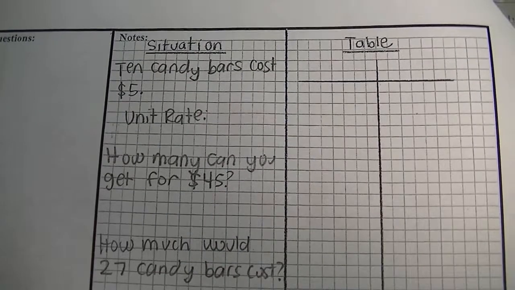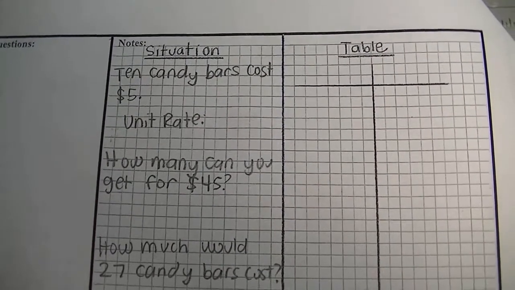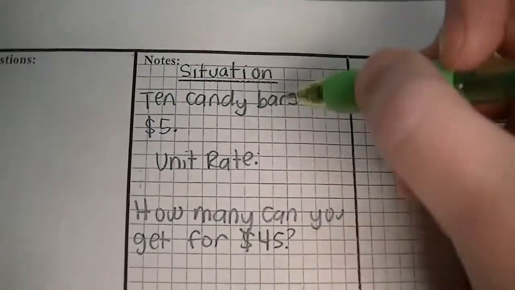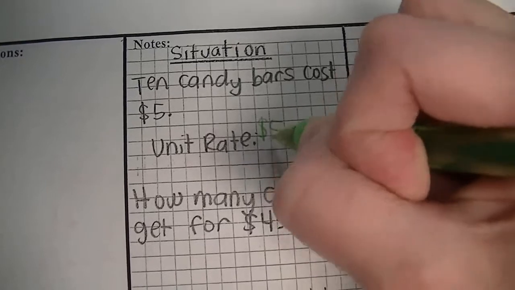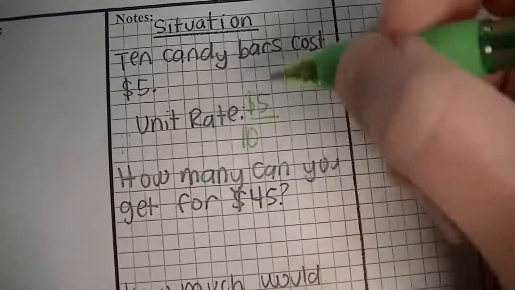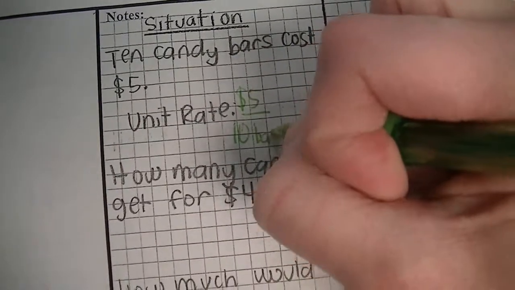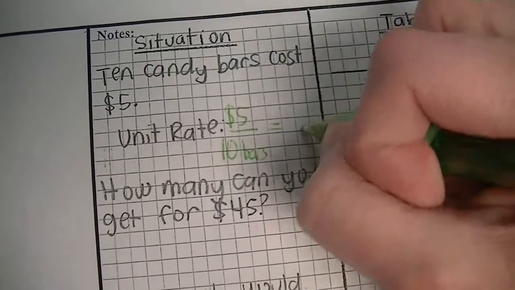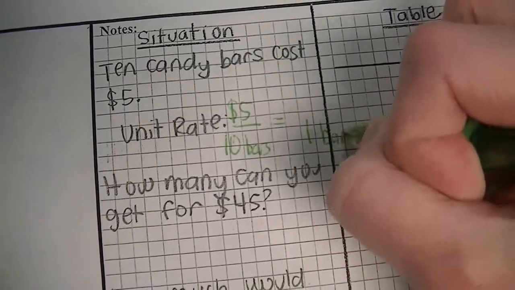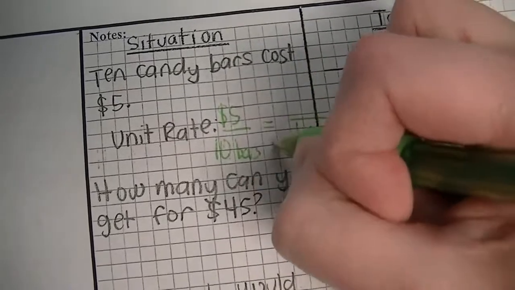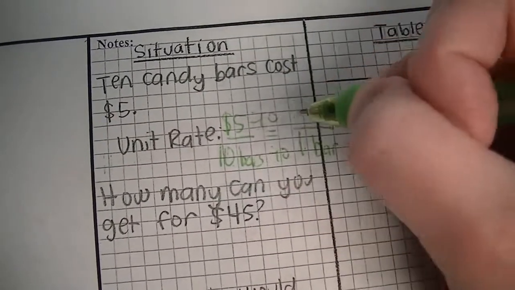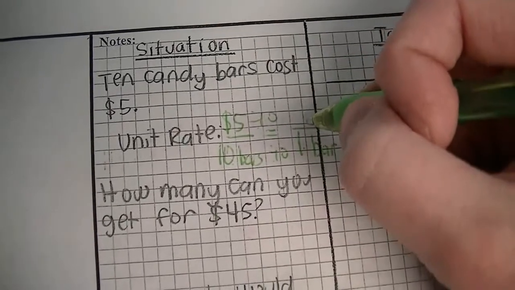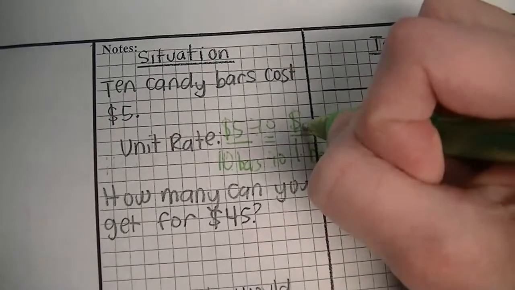This situation says that 10 candy bars cost $5. So to find the unit rate, we're going to use that information right there. Cost in the numerator, so $5 for 10 candy bars, and I'm just going to write bars. And to find the unit rate, we want to know how much does 1 bar cost. And to go from there to there, we just divided by 10. 10 divided by 10 gives you 1, so 5 divided by 10 is what I got to do. And 5 divided by 10 is 50 cents.